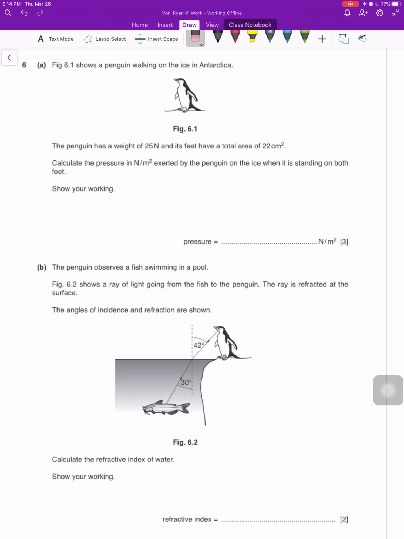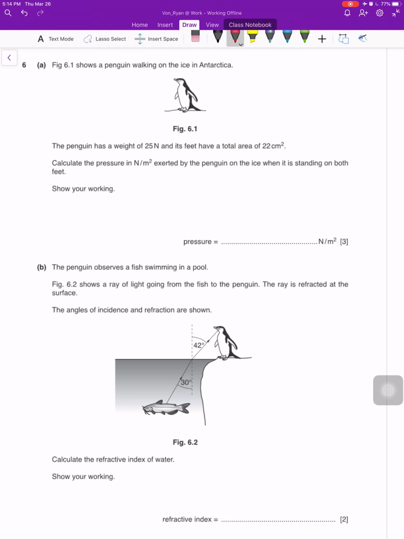Okay, the first question is A. Figure 6.1 shows a penguin walking on the ice in Antarctica. The penguin has a weight of 25 newtons, and its feet have a total area of 22 centimeters squared. Calculate the pressure in Newton per meter squared exerted by the penguin on the ice when it's standing on both feet. Show your working.